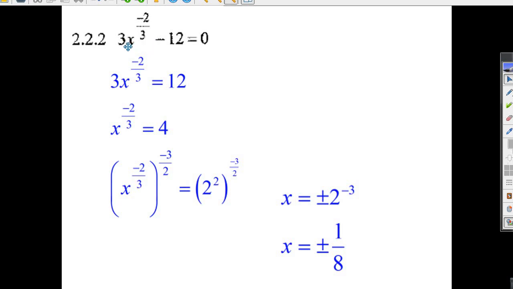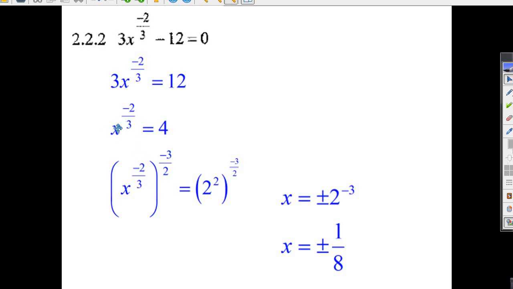Let's try this question. Well, it's a little bit different. 3 to the x to this scary looking negative 2 over 3. You add 12 to get started. You divide both sides by 3. And it's best to think of 4 as 2 squared. Powers of primes almost always is a good idea.